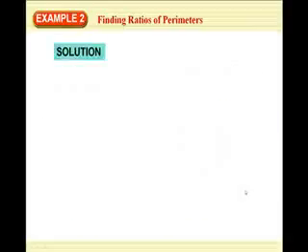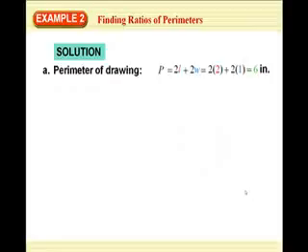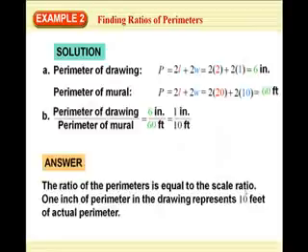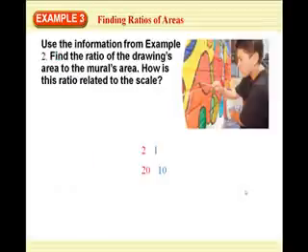Wow. See what they did. There's their perimeter. The ratio of the perimeter is equal to the scale ratio. 1 inch of perimeter in the drawing represents 10 feet of actual perimeter. Use the information from example 2. Find the ratio of the drawing's area to the mural's area. How is this related to the scale?